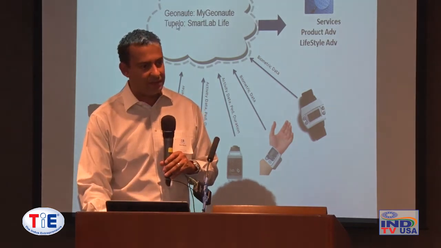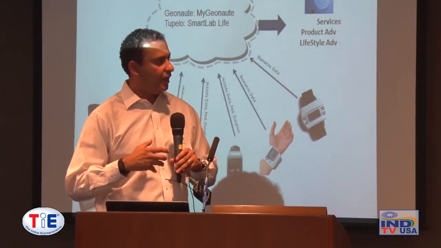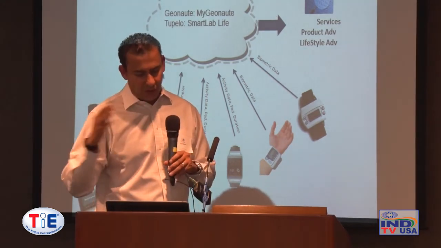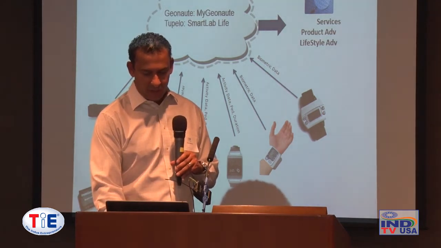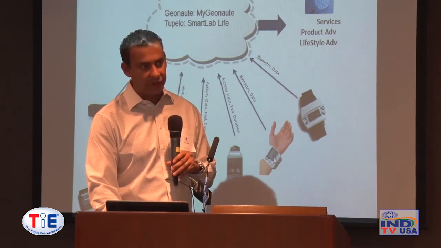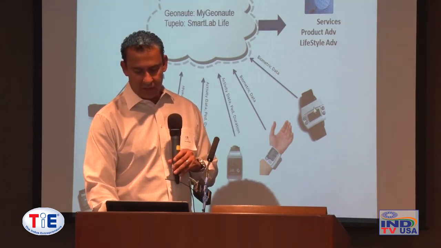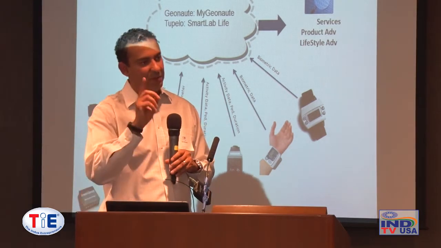Genote is in France. What they're doing is interesting. They're selling hardware of all these different types, like a heart rate monitor, a scale, a pedometer, activity tracker, smartwatch. This is a blood glucose meter. This is a pressure meter, blood pressure meter.